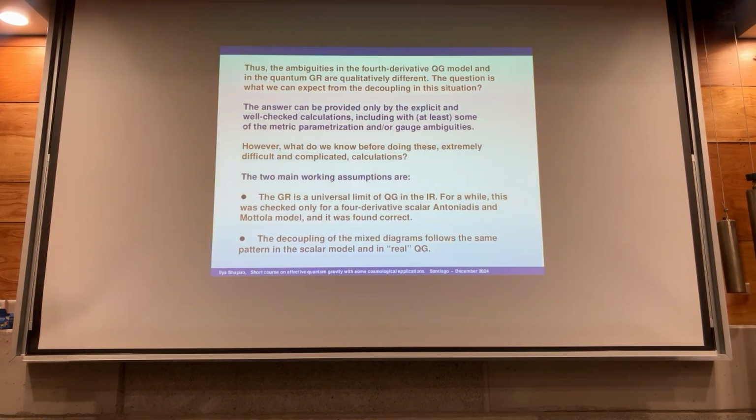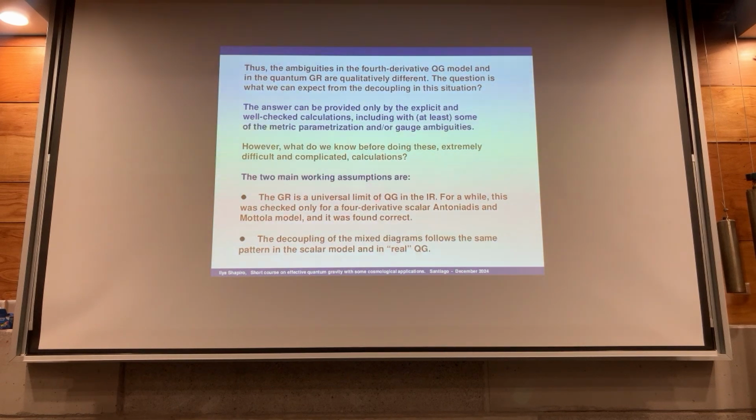So what do we have to do? First of all, we can see that the ambiguities, the gauge fixing and parameterization dependence, in Einstein quantum gravity and in four derivative quantum gravity are very much different. So how can we see the decoupling? Actually, to see the decoupling, you need to do the following.